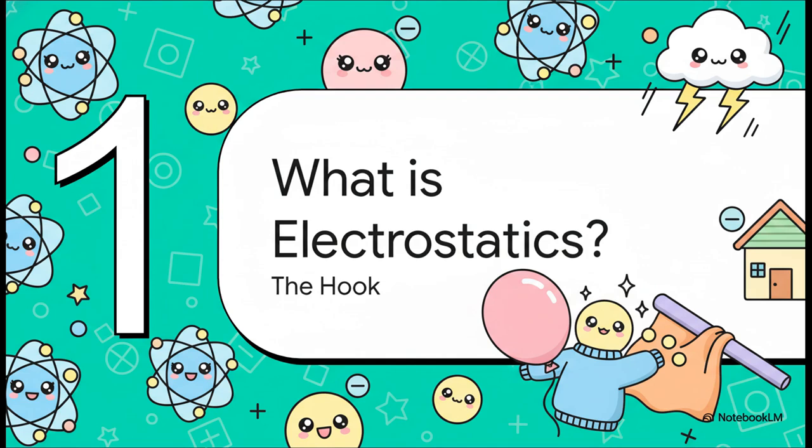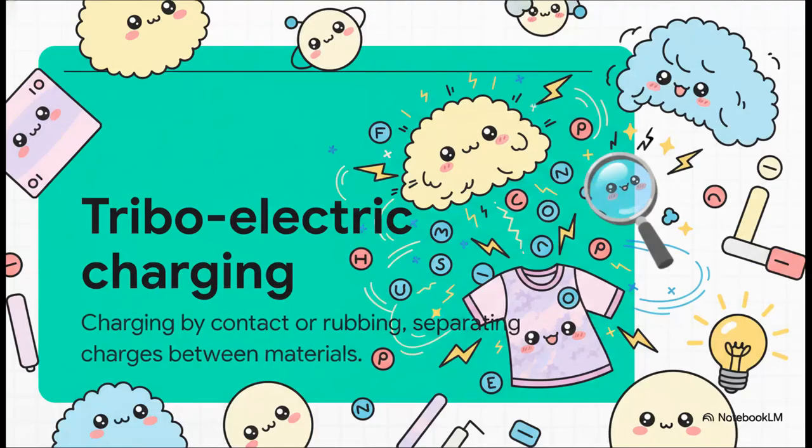All right, Section 1. What is electrostatics? The hook. The technical term you'll see straight from your exam guidelines is triboelectric charging. This is a specific type of contact electrification. Basically, it's just charging an object by contact or rubbing. When you rub two different materials together, like say your hair and that fluffy jersey, the friction causes absolute chaos down in the microscopic world, forcibly separating charges between the two materials.